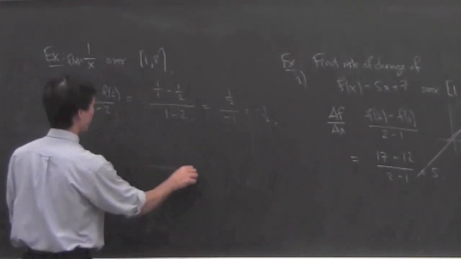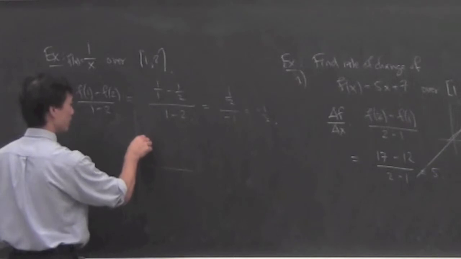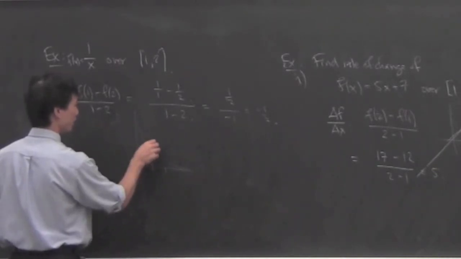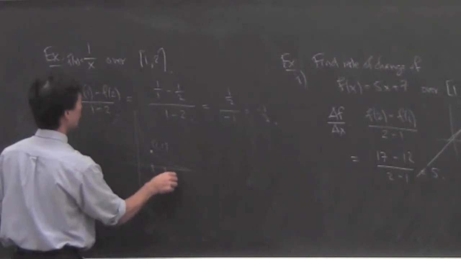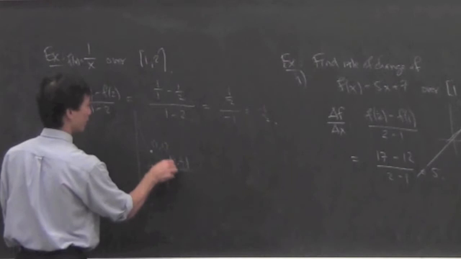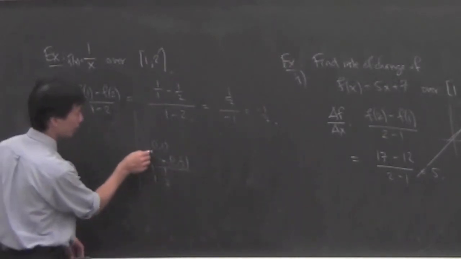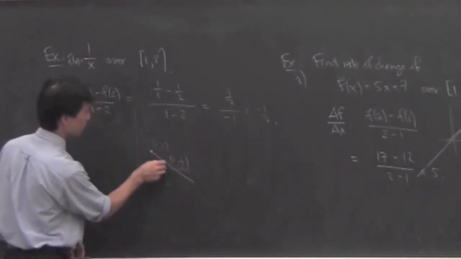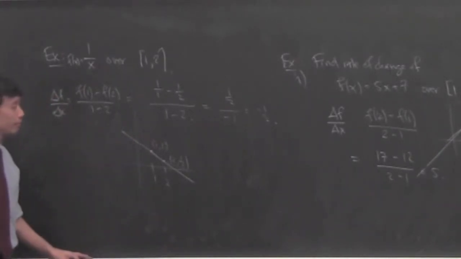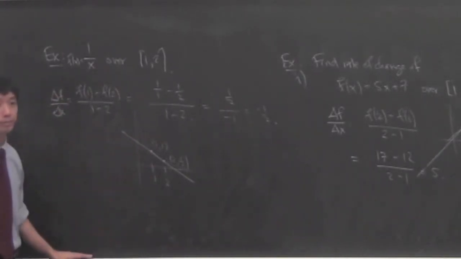Negative 1 half. Right? That makes sense, right? You've got this guy. Right? Here is 1, 1. Here is the point 2, 1 half. Right? This line is a line with slope negative 1 half. Right? It's got a negative slope.